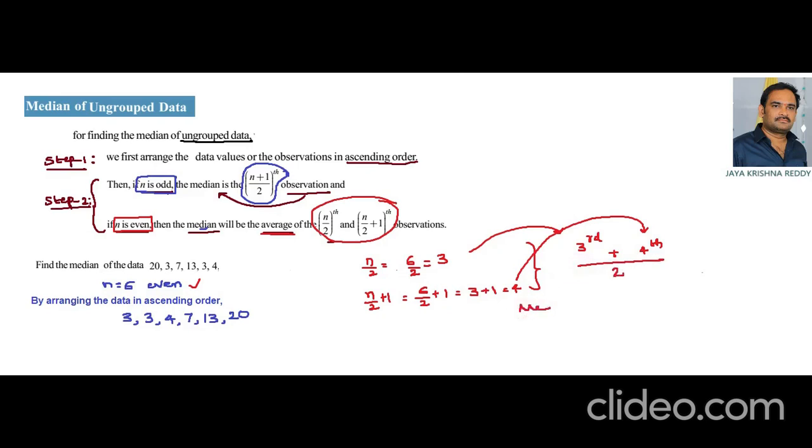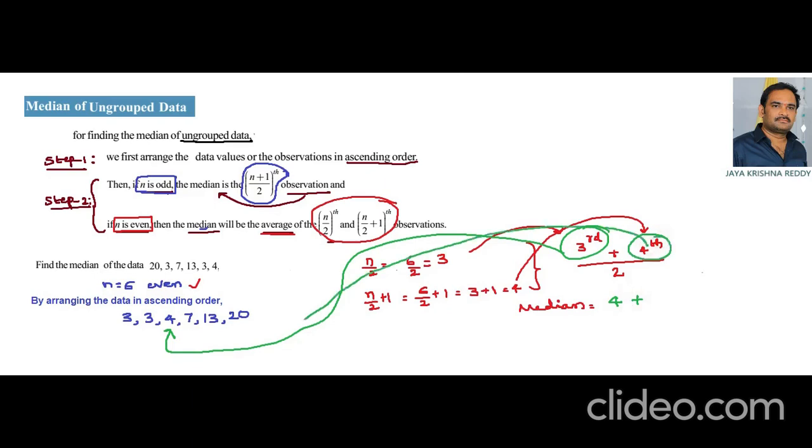So median is equal to, what is the third observation from the arranged data? The third observation is 4, plus the fourth observation, which is 7, by 2. So it is equal to 4 plus 7, which is 11, by 2. So the answer is 5.5. Median equals 5.5.